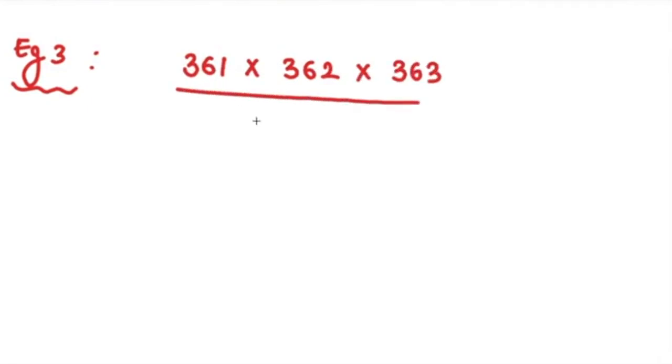I am giving the third example question, try to solve this question. Example number 3. For example, the question is given like this: 361 into 362 into 363. This number, if I divide with 12, what is the remainder is the question for us. All of you try for this now. What is the answer? 361 into 362 into 363 is divided by 12. What is the remainder?